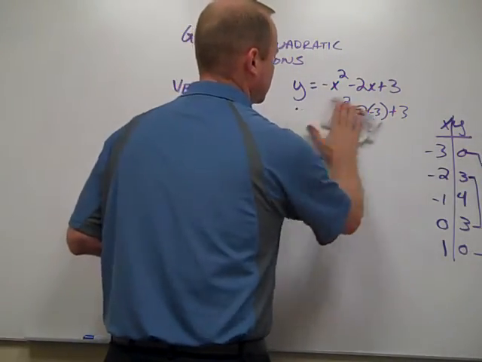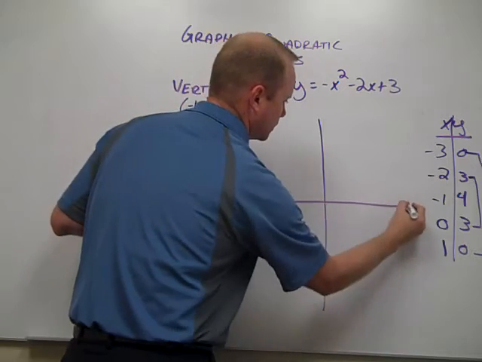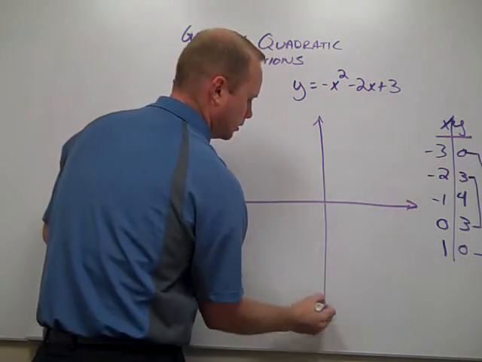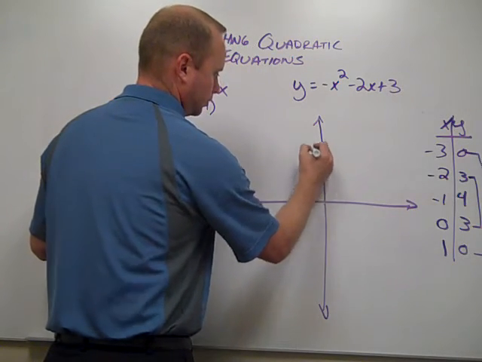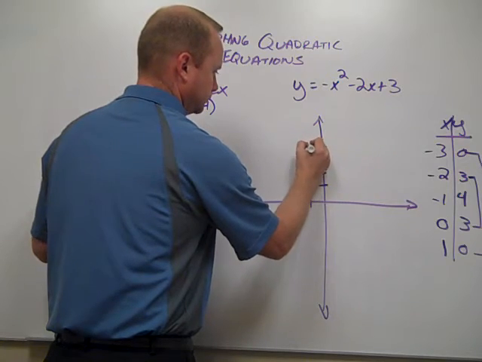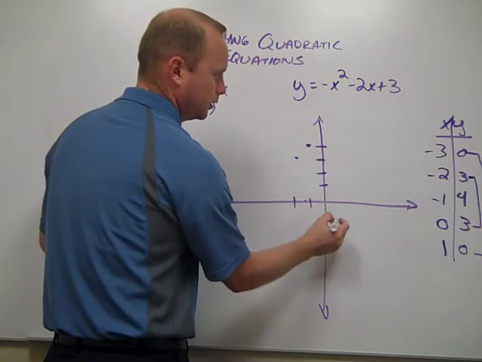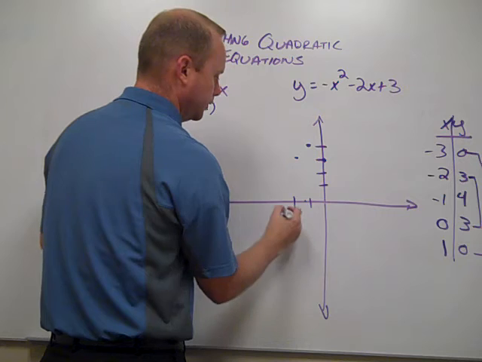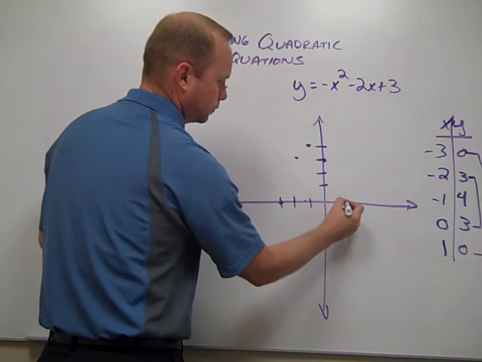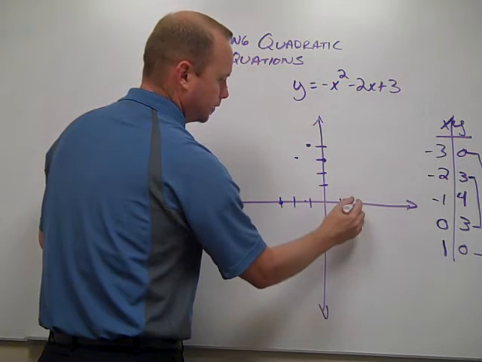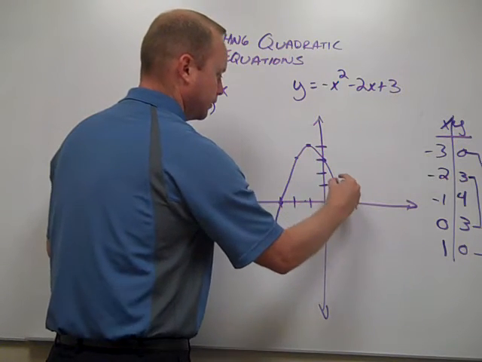Okay, well now I have enough points, I can graph this thing. My first point is at negative 1, 4. Okay, my next point is at negative 2, 3. Negative 2, 3, 0, 3. Negative 3, 0, 1. 1's probably closer to there. Maybe 2's right there. So now we've got this upside down parabola, this frowny face.